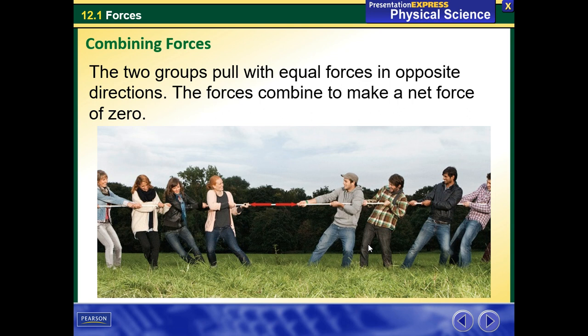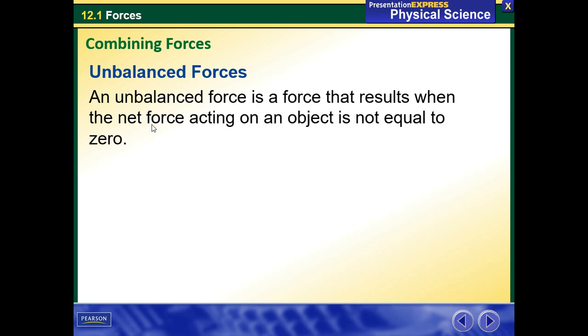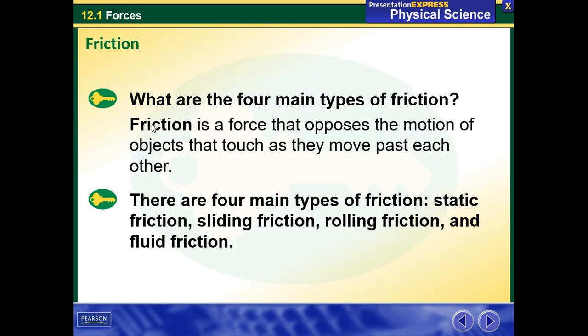Another way to look at balanced versus unbalanced is tug of war. So if you have two groups that pull on a rope with equal force, they're going to cancel out, and here they have the same force on each side. This is considered a balanced force, and again, my net force is 0. However, an unbalanced force results when the net force is not equal. So for example, if you have 3 big, strong football players pulling against people who may play golf or maybe not be as strong, that's an unbalanced force.